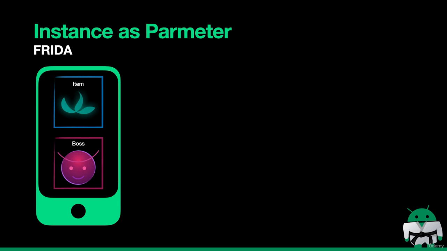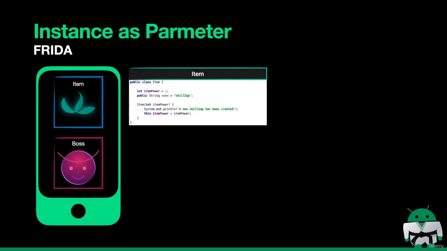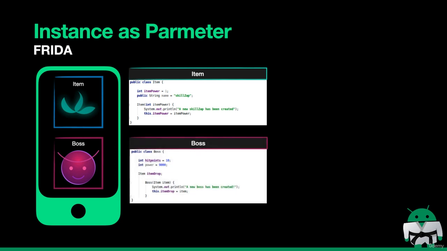Okay, so here we are having an item and a boss, and the corresponding code looks like the following. In this one here, this is the item class. Nothing fancy about this one. But this one over here, this is now the boss class, and here we are having a problem. Here we can see in the constructor we need to provide an item, and regarding our Frida approach, it would look like the following.